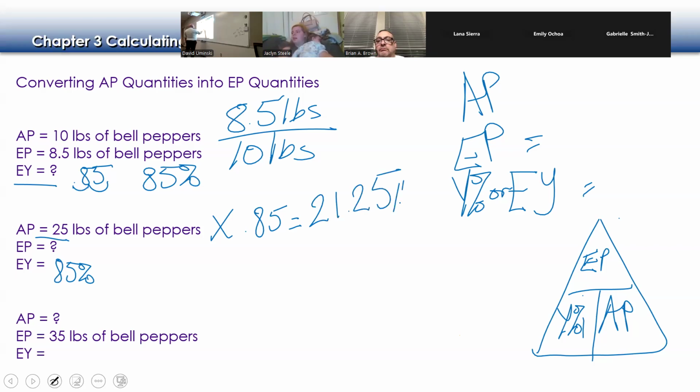So I can expect, with the 25 pounds of bell peppers I ordered, that there'll be 21.5 pounds left over after I've processed everything. Now, just because I chop the top off and the bottom off, so I want to have nice little beautiful julienne bell peppers for my salad, do I throw away the top and bottom?